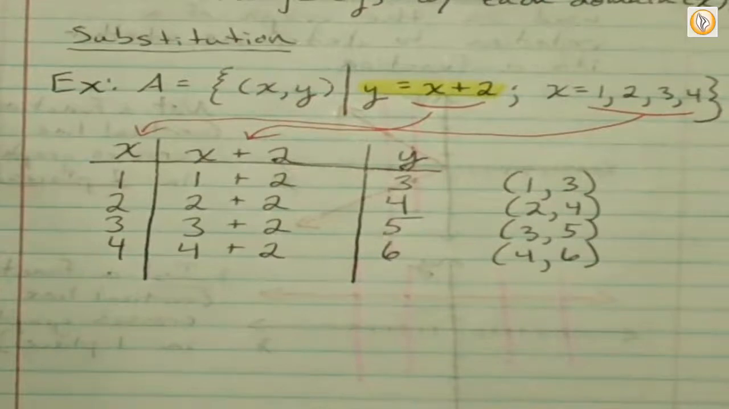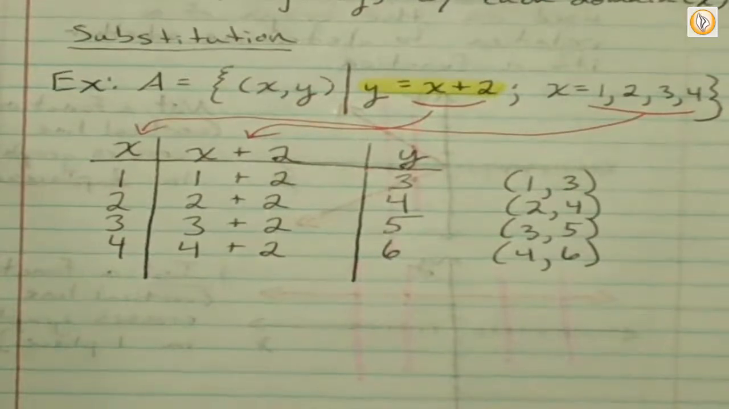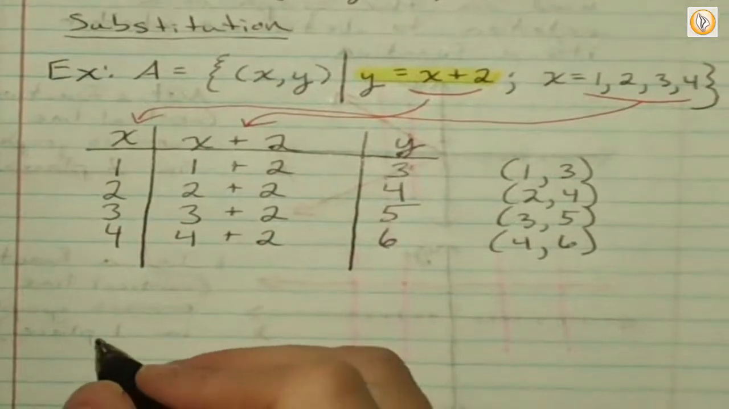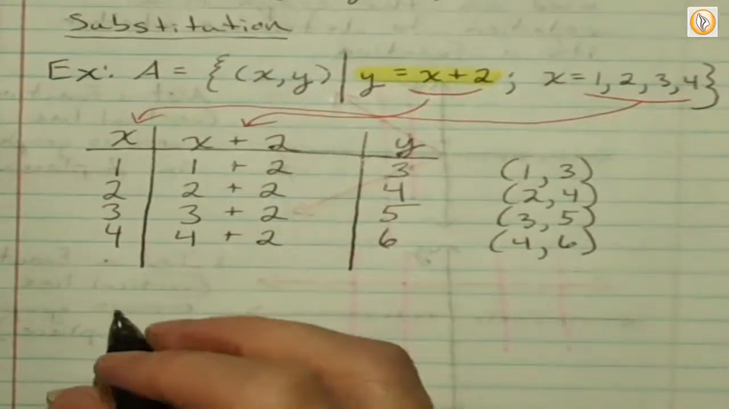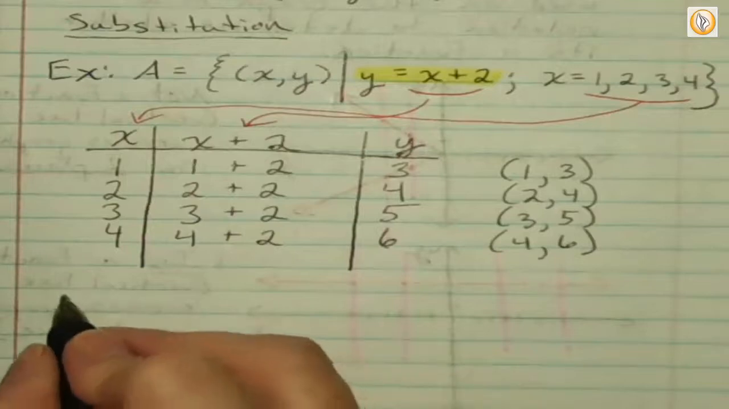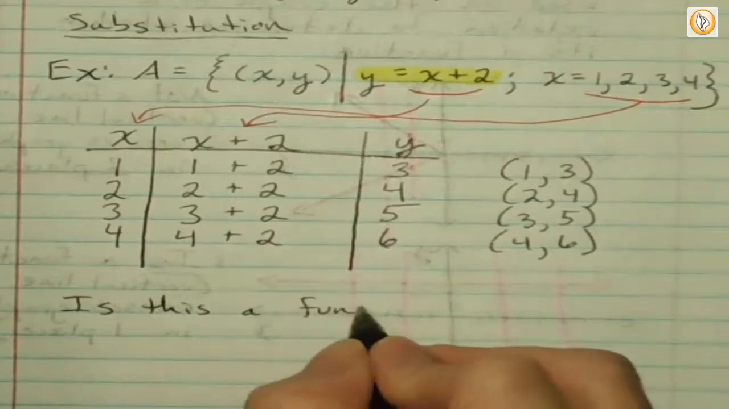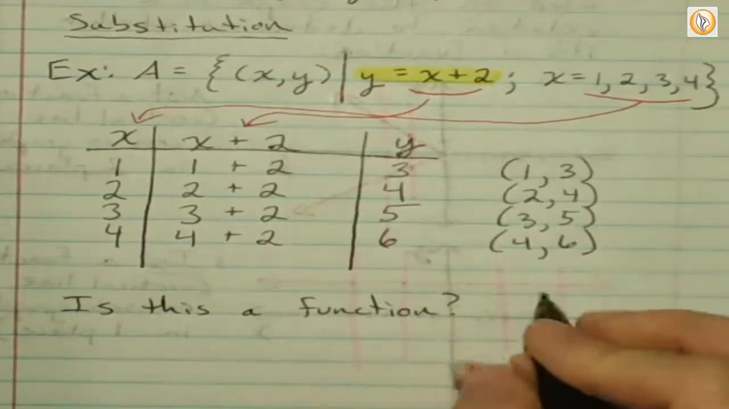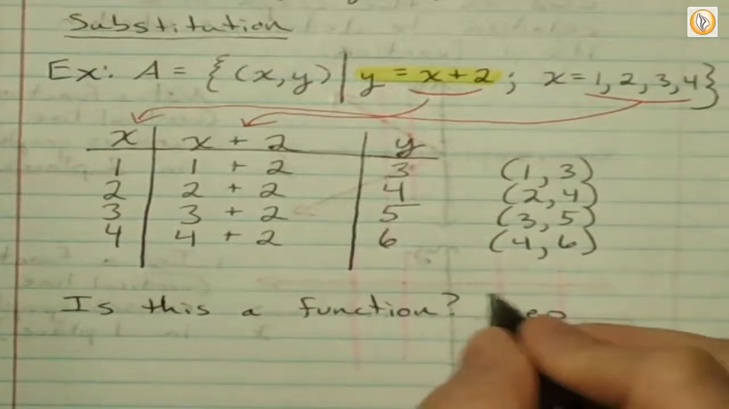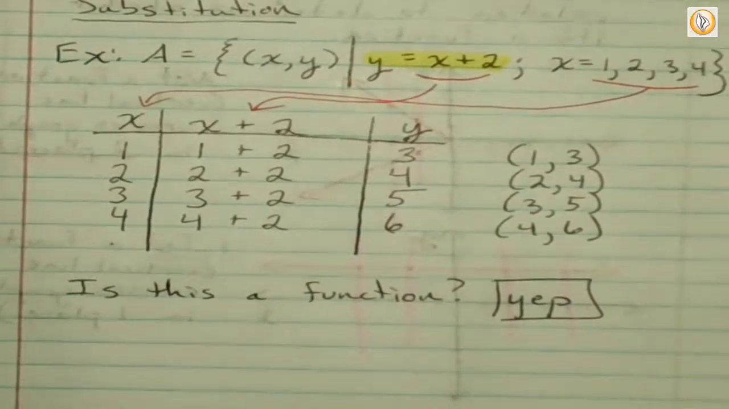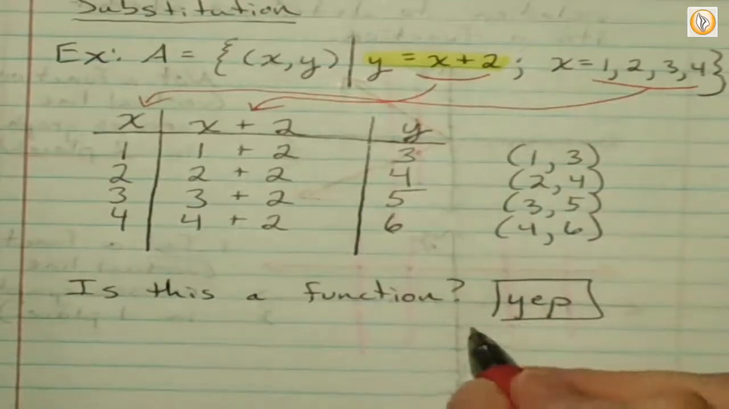Let y'all catch up. Morgan, is this a function? Yep. Yep, she says. Why is it a function, Morgan? Because there's no repeating x's. That's right, there are no repeating x's.